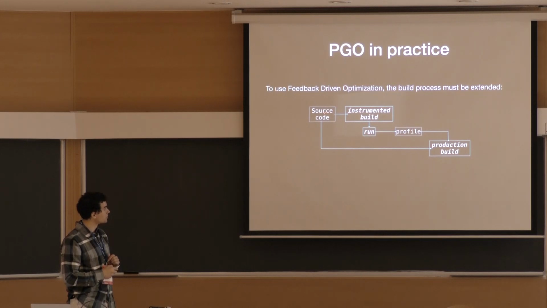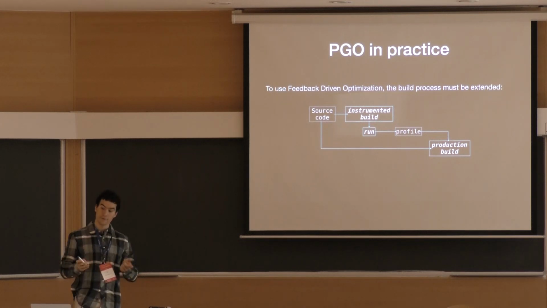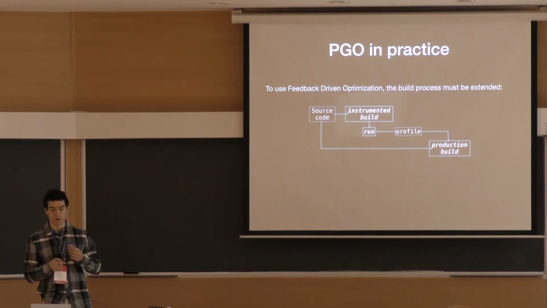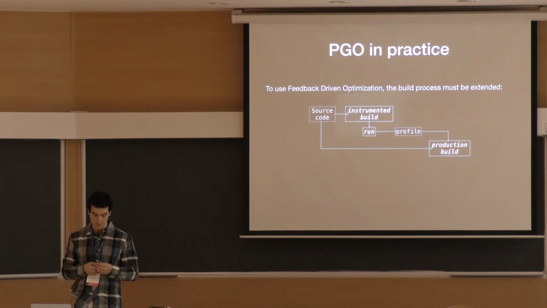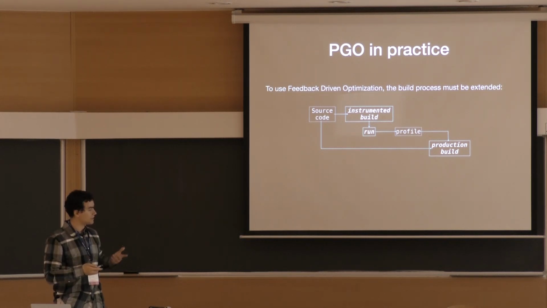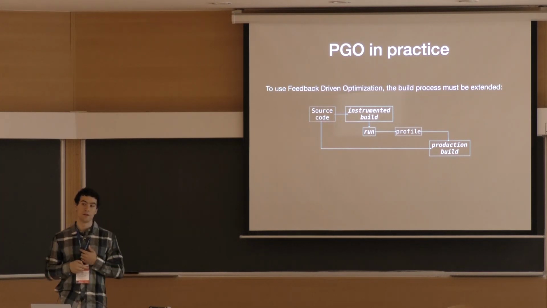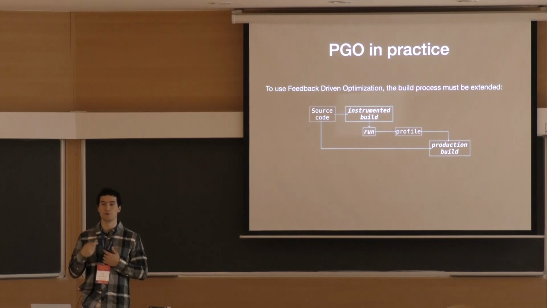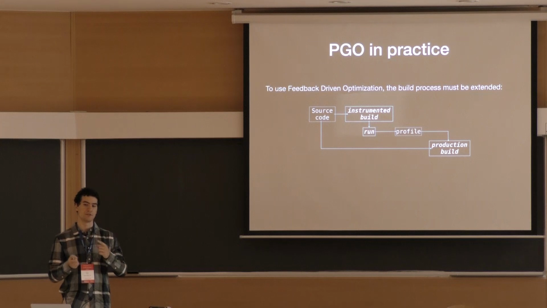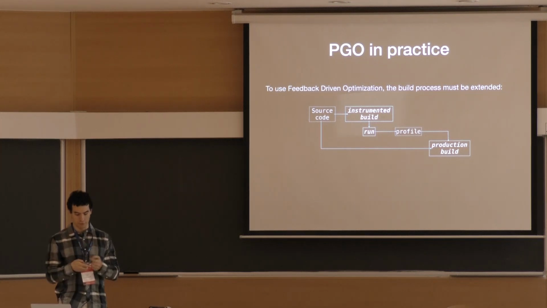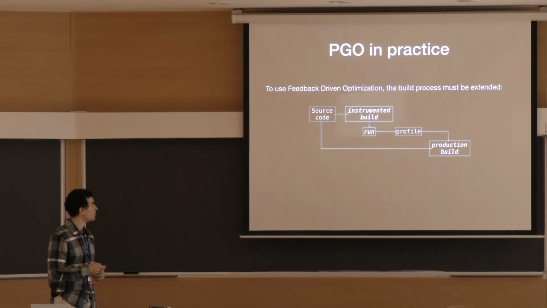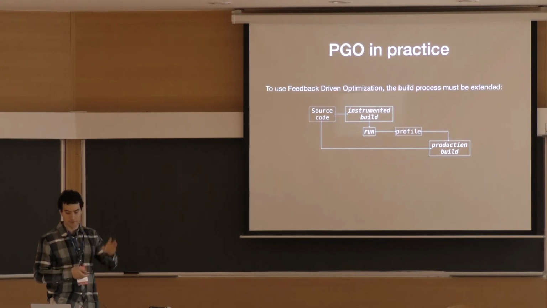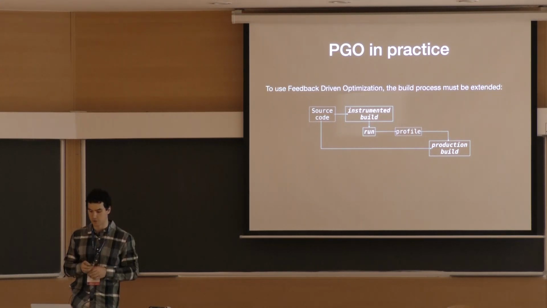And then again, you take your source code, you take your profile, you feed both to the compiler with a different magic flag, and you finally get your production build. This is a bit of a pain in the sense that you need to integrate it with your build system, and you need to make sure that the profiles that you have match reasonable use cases that you have in production. Otherwise, you might even decrease your performance if the profile is not good. But otherwise, it's pretty straightforward. It's one flag here, one flag there, and just make sure the profile matches.